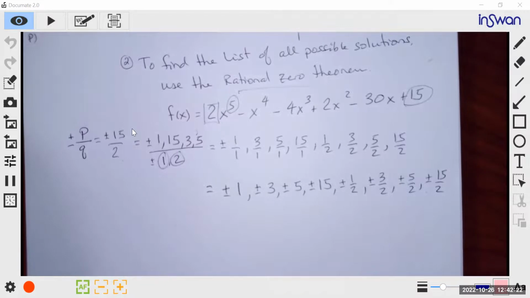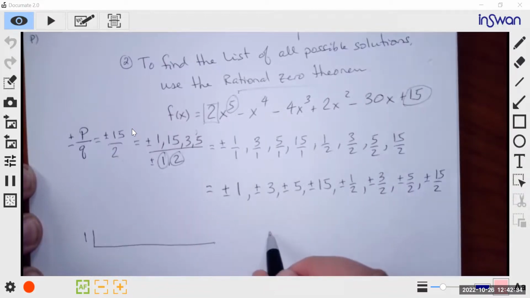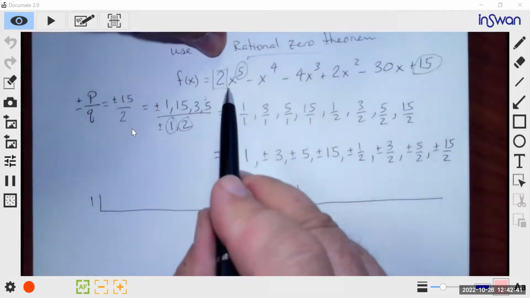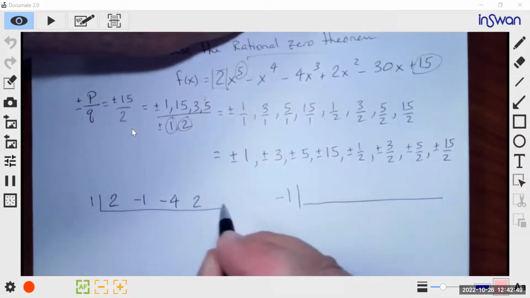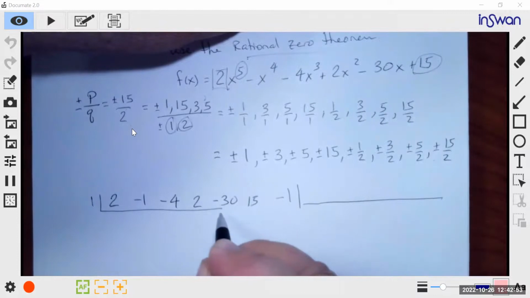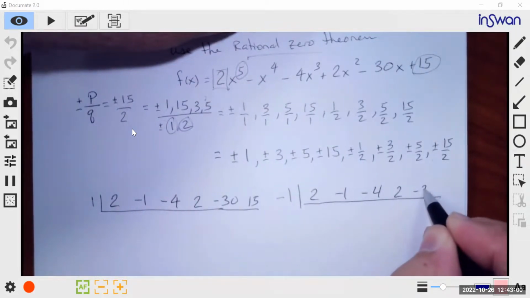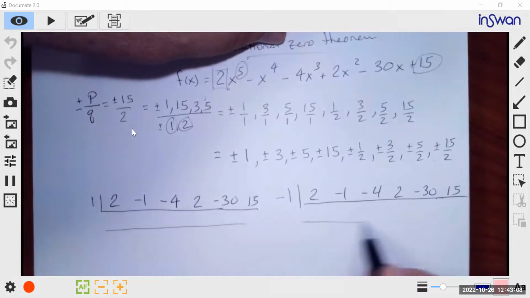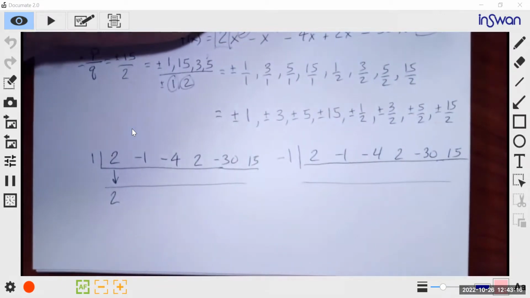The synthetic. So we'll try with 1 and -1 first. Remember, inside here only goes the coefficients of your function. 2, -1, -4, 2, -30, 15. So what we do now is bring down the first term, and we begin our process of synthetic division.